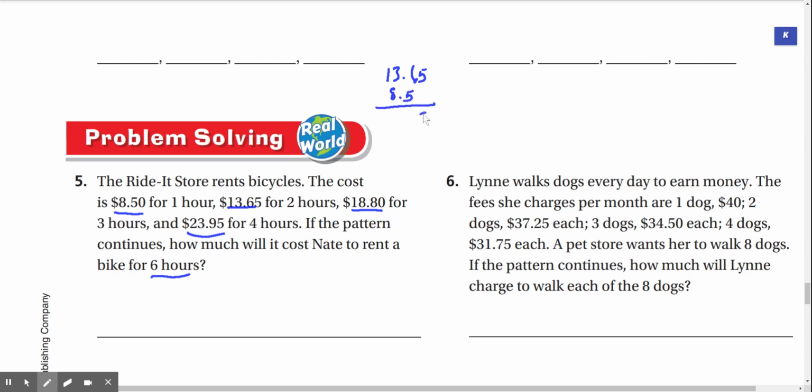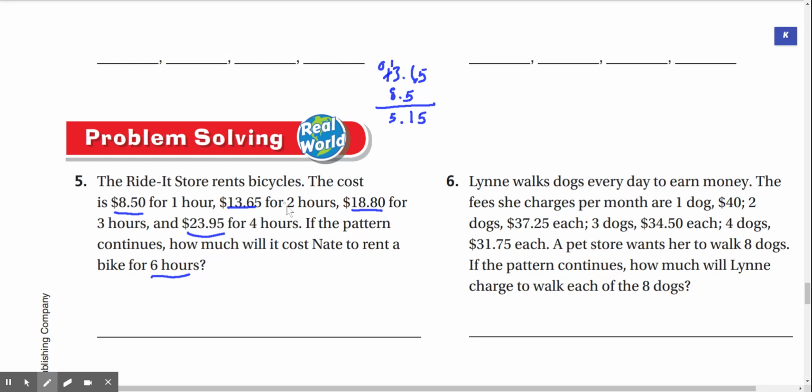So 5 minus 0 is just 5. 6 minus 5 is 1. Can't subtract, so we're going to regroup. 13 minus 8 is 5. So the difference between 1 hour and 2 hours is 5.15. I added $5.15 to 8.5 to get to 13.65.